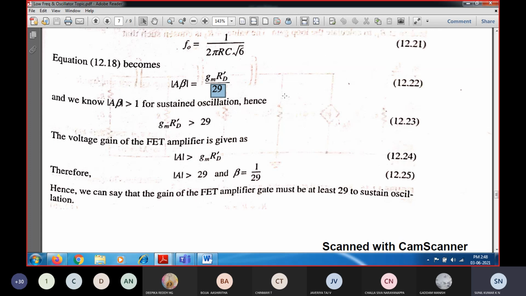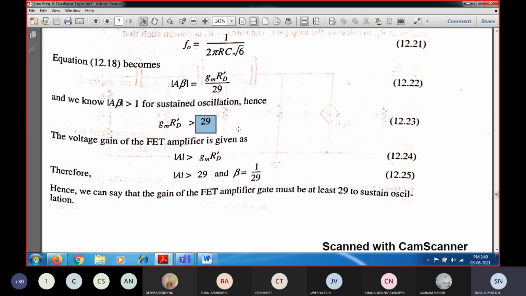So for that reason we find the loop gain. In order to make the loop gain equal to 1, the transistor amplifier gain should be greater than 29. If the amplifier gain, gm into RD dash, is greater than 29, then the loop gain is going to be equal to 1. So gm into RD dash must be equal to or greater than 29. If it is greater than 29, the loop gain will be equal to or greater than 1. So it is going to satisfy both the loop gain as well as the phase shift around the loop.